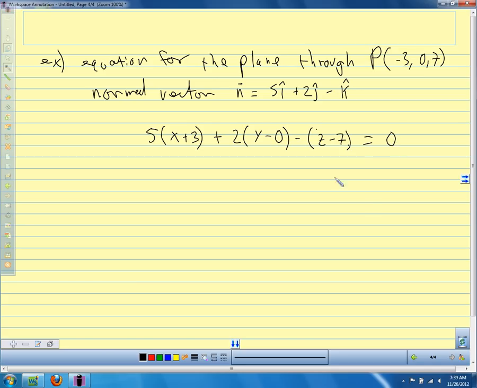And I can distribute and rearrange, and I get 5x plus 2y minus z equals minus 21. So this would be our equation for this plane through point -3, 0, 7 with this normal vector. So once you have your points and your normal vector, your work is almost done if you're just looking for the equation.